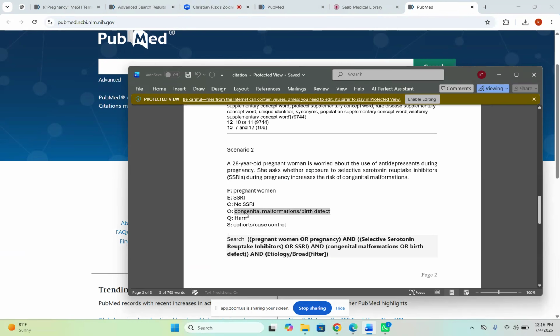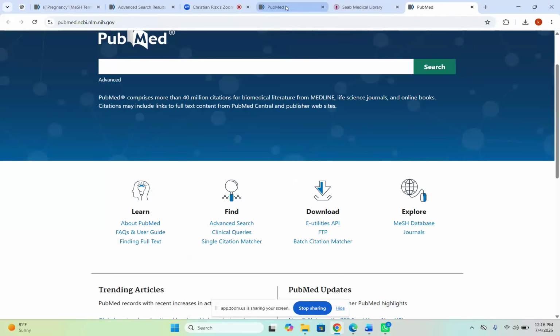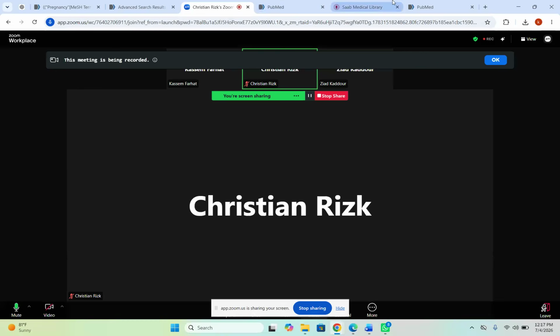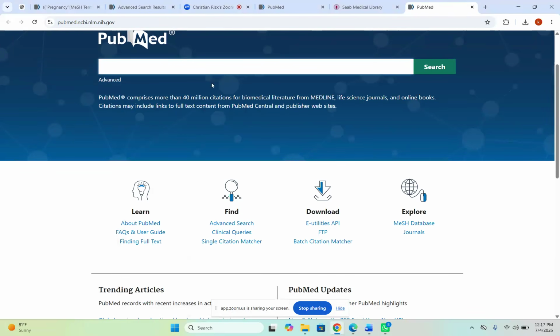So our question here is a harm question because we are evaluating whether an exposure is associated with an increased risk of an adverse outcome. The most appropriate study designs to answer our question are cohort studies and case control studies. Okay, so we're going to start with our first concept, which is pregnancy.